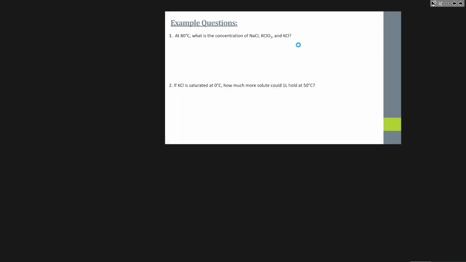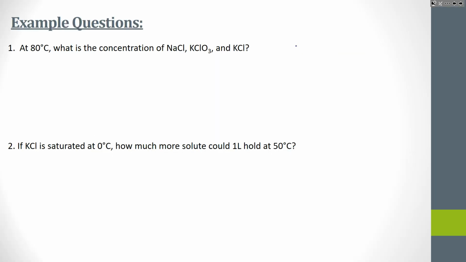The curves should all be fairly similar, but the numbers might be just slightly different. So we'll use the same curve. If we're all using the same curve, then we're all going to get similar values. All right, so the first one, we're just looking at what is the concentration. Another way to ask this question is, what is the solubility at 80 degrees Celsius of salt, KClO3, and KCl?